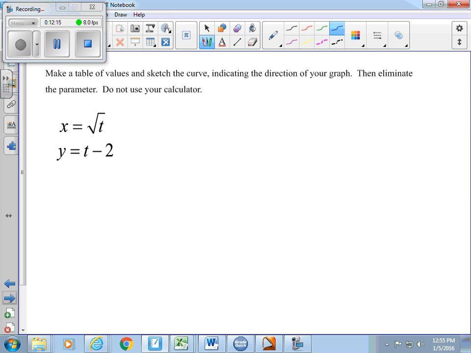So this asks us to make a table of values and sketch the curve indicating the direction of your graph, and then eliminate a parameter. I'm going to pick some values with some negative t's and positive t's. Some teachers will only ever have you do positive t values because of time. Take that as you will. Depends on what you're doing. Probably in the real world you would always start with t equals 0. So if you wanted to do that, that's fine with me. Let's start by making a table of values.